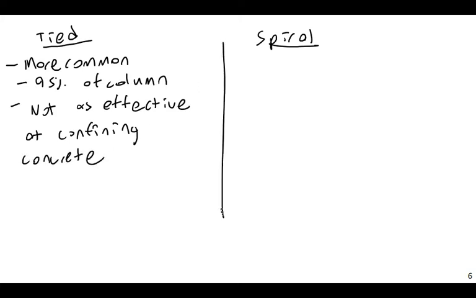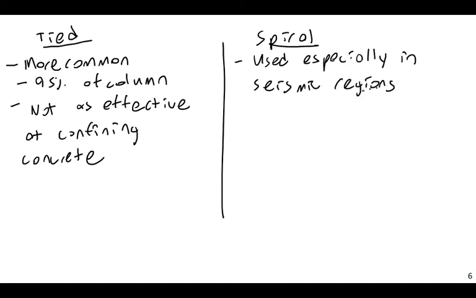And then spiral columns. These are used especially in seismic regions. In seismic regions, they have good strength in all directions.